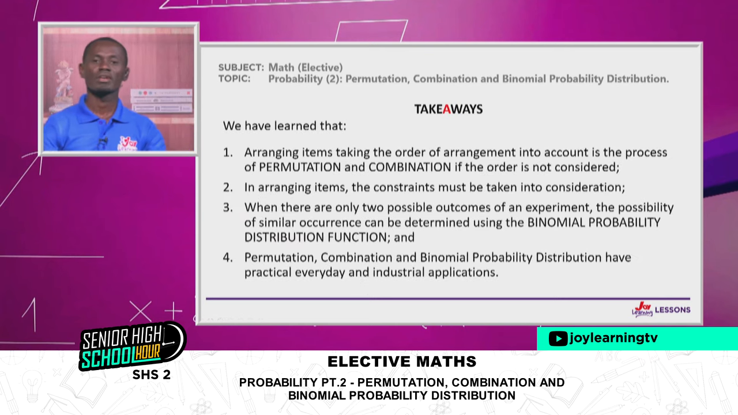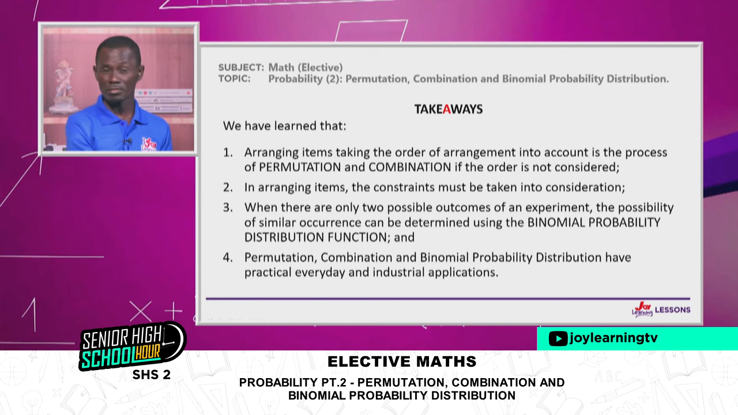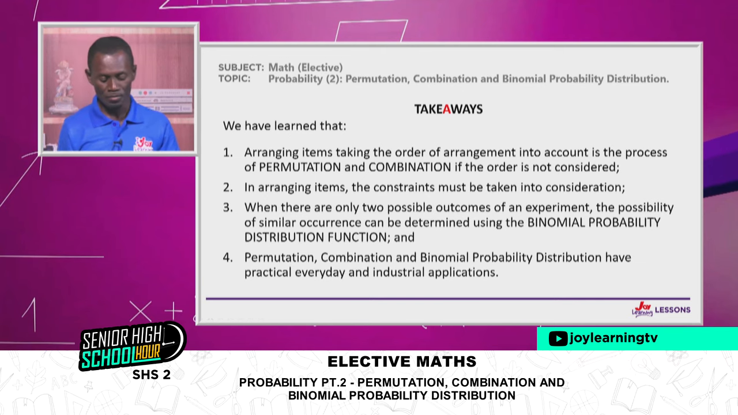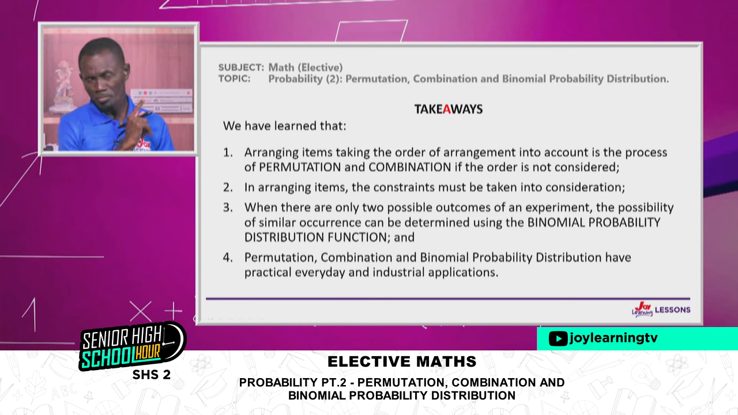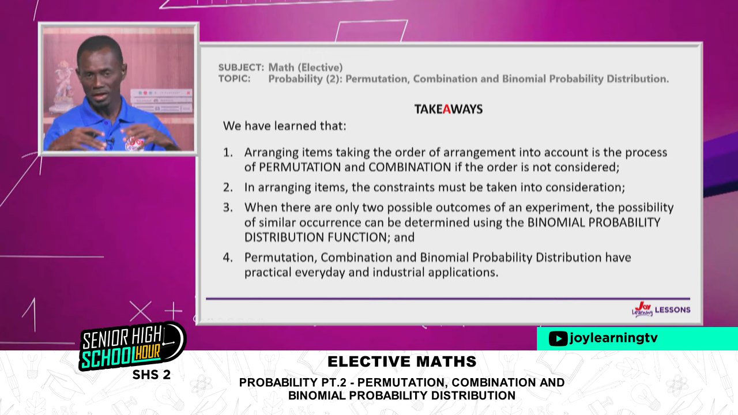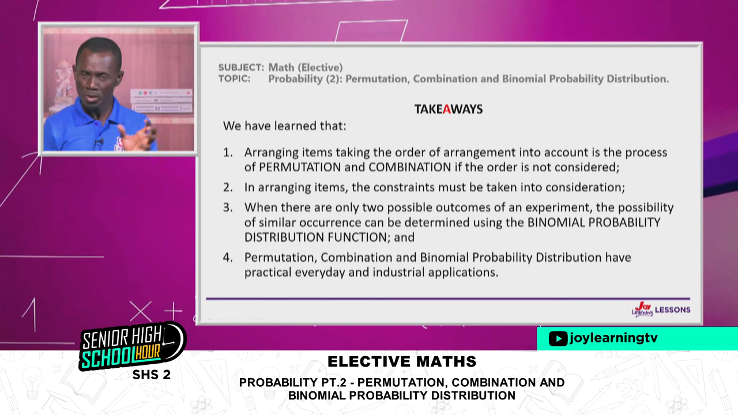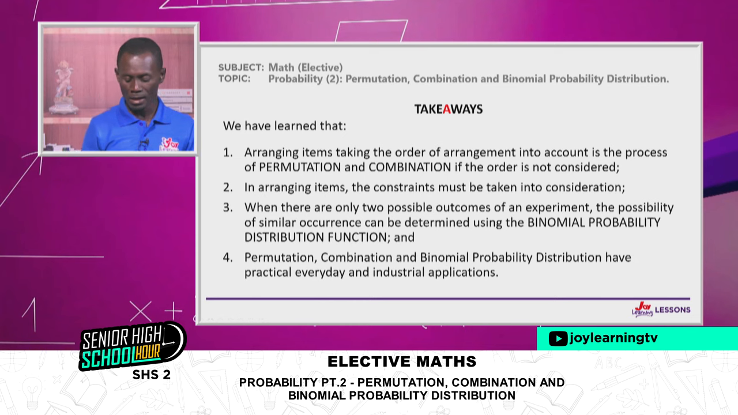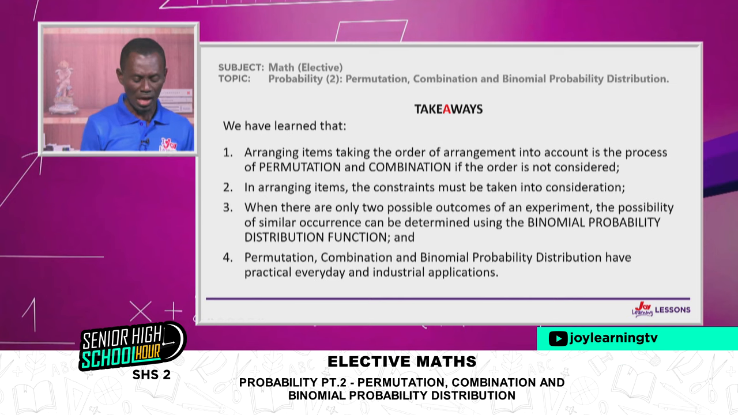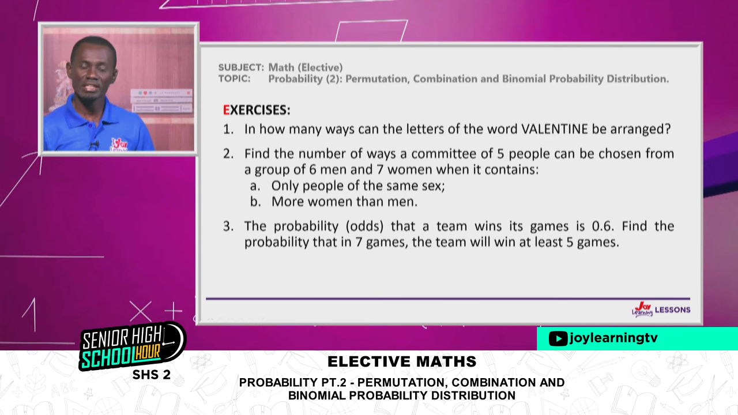All right, so what are our takeaways? We have learned that we can arrange items, taking the order into consideration, that is permutation, or regardless of the order, combination. We've said that in arranging items, you must be careful about the constraints: odd, even, three digits, greater than, in a straight line, around the table. Two possible outcomes for any event will give us the binomial probability distribution. And all of these have practical everyday applications. I'll leave you with an exercise to do, and I hope that you get this down.